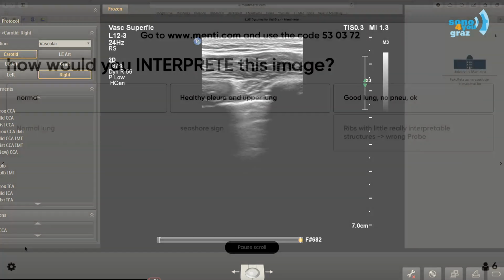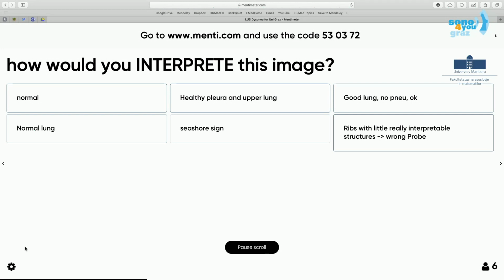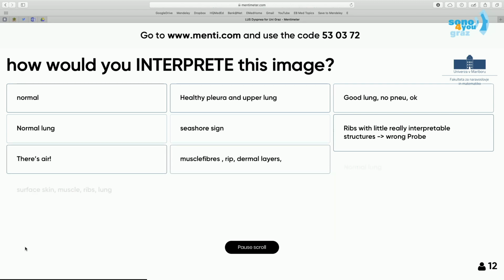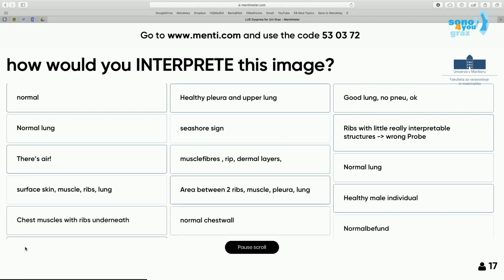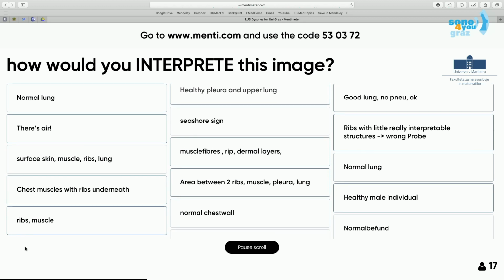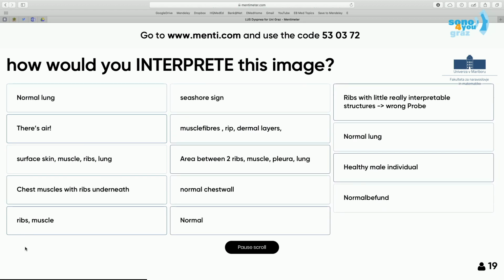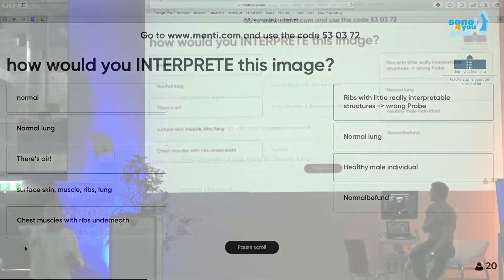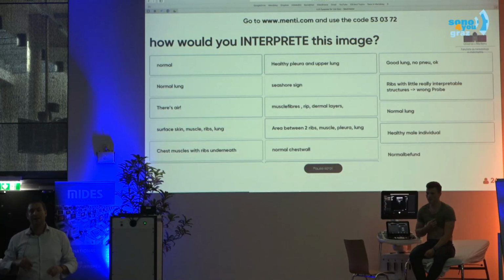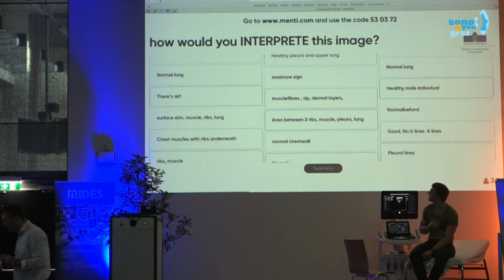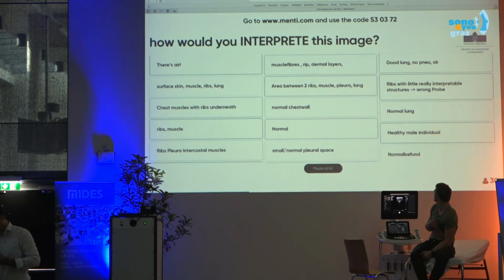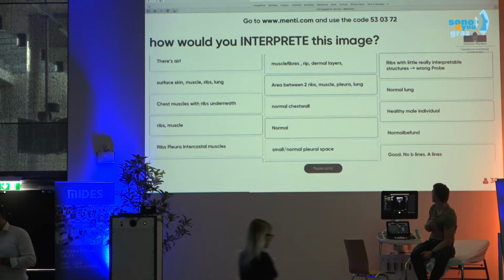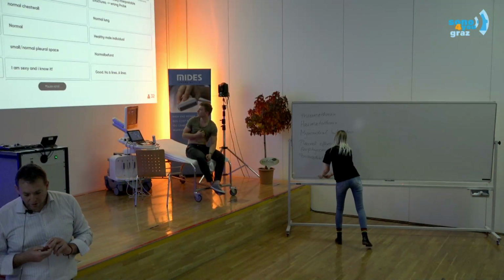Normal, healthy pleural upper lung, good lung, no pneumo, okay. Ribs with little intravertebral structures, wrong probe. Seashore sign. There's air, muscle fibers, rib, dermal layers, normal lung, area between 2 ribs, muscle, pleural lung, normal chest wall. Catherine, can you please write down seashore sign? Area between 2 ribs, normal chest wall, normal pleural lines, good, no B lines, A lines. Yeah, normal finding, good, no B lines, ribs, muscle.